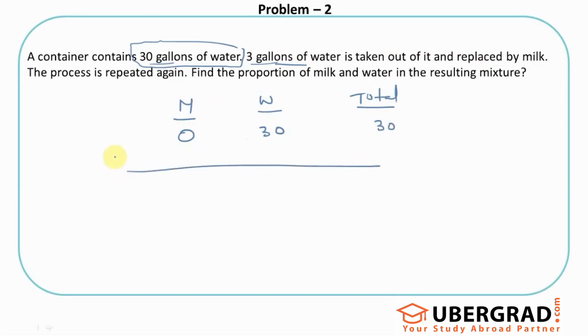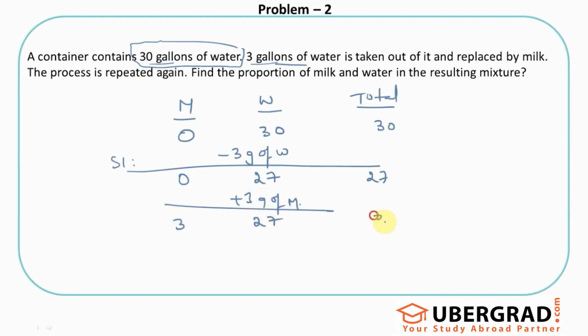What is step 1? I'm removing 3 gallons of water. So that will make it 0 milk, 27 water, 27 total, and it is replaced by milk. So I again add 3 gallons of milk. So this will be plus 3, this will be 27, and the total will be 30. And this is the entire process of 3 gallons of water being taken out and replaced by milk.